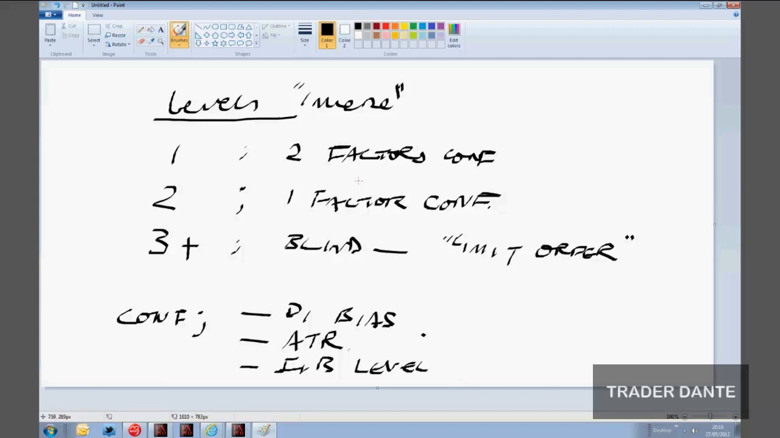So, I would trade a 1 touch level if we had the confluence behind it. If we had these 2 factors, there will be times when you will see it.